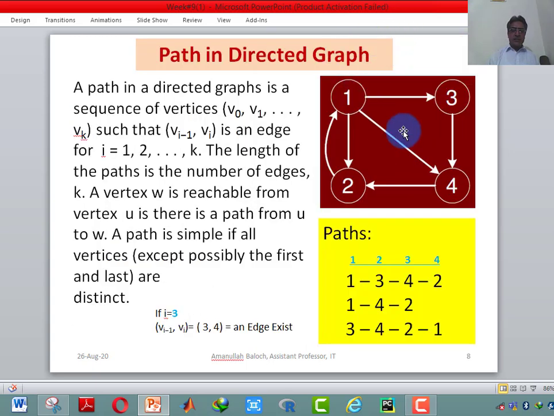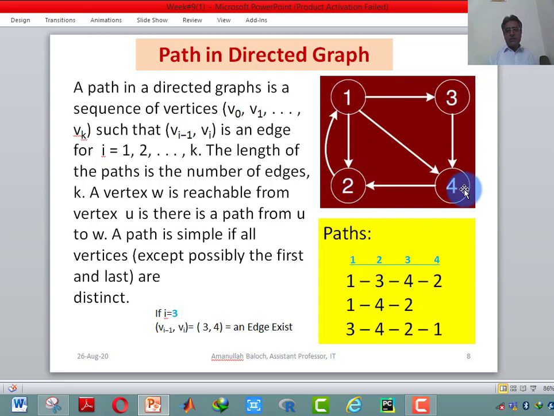Path in a directed graph. This is a directed graph. In this graph there are many paths. The vertices are indexed 1, 2, 3, 4. Let's suppose these are the indices represented with i. So we have a path from 1 to 3. The arrow shows that we can go from 1 to 3, and we can also go from 3 to 4. So 1 to 3 and 3 to 4, and then 4 to 2. There is also a path that exists. So this path consists of 4 vertices and 3 edges.